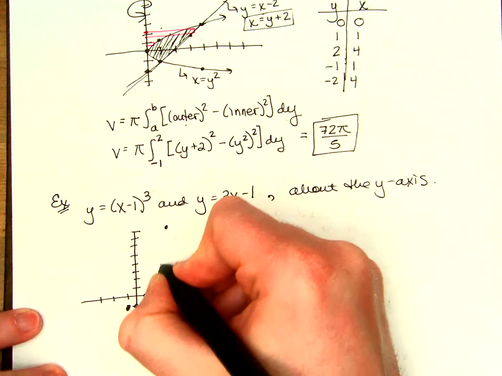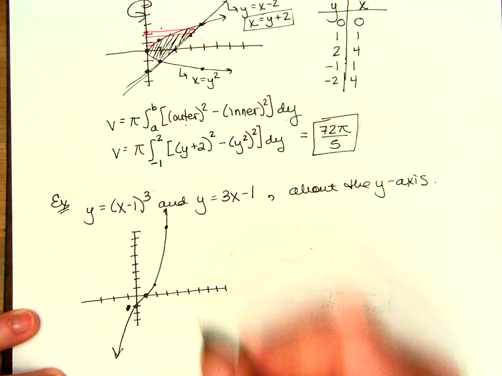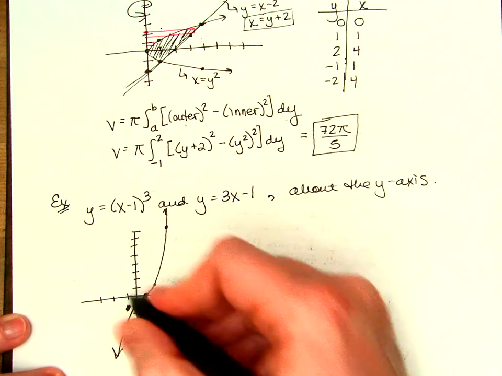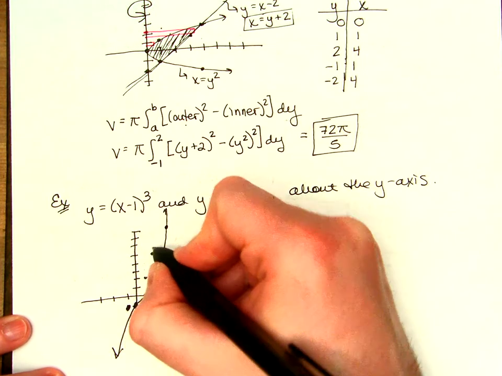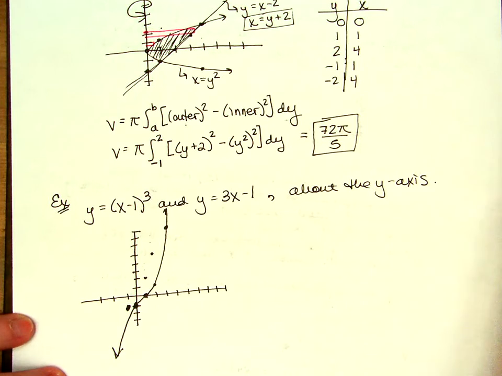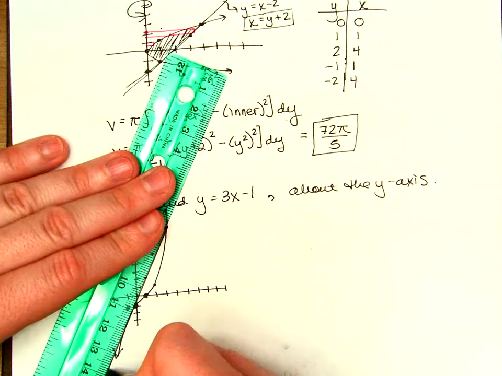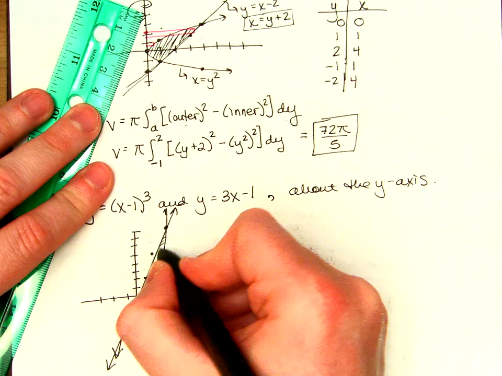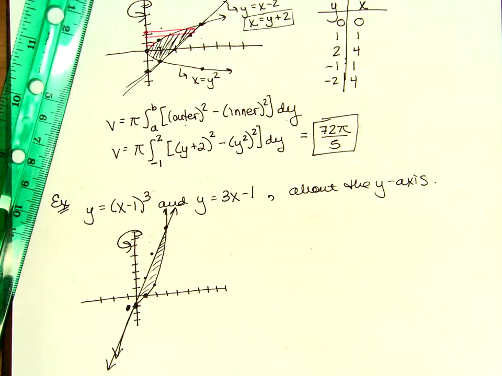I've got my cubic function going like that, and coming down like that. Y equals 3x minus 1, so negative 1's over there, up 1, 2, 3 over 1, up 1, 2, 3 over 1, up 1, 2, 3 over 1. I'm going to use my ruler. I've got this region over here, and I want to spin that around the y-axis.